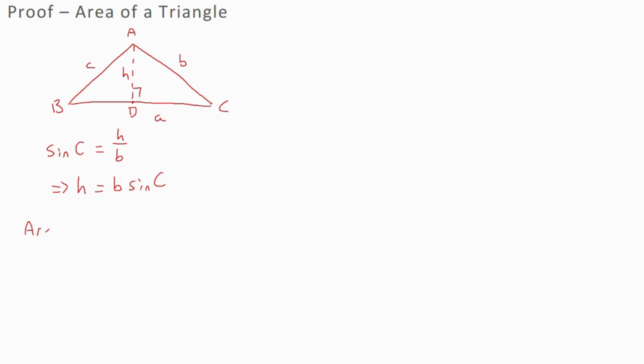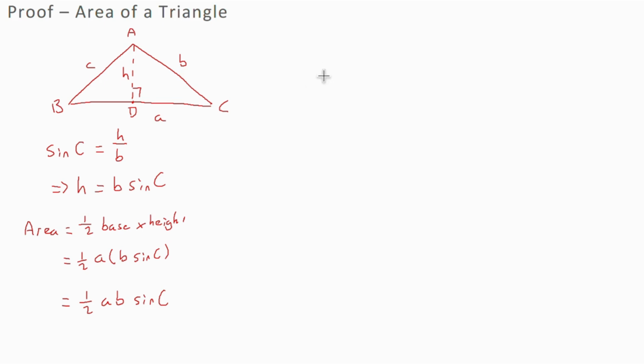So now the area for any triangle we know is a half times the base times the perpendicular height. So in this case, that is a half times A times the height, which is B sine C. And from that we get a half AB sine C, our formula.